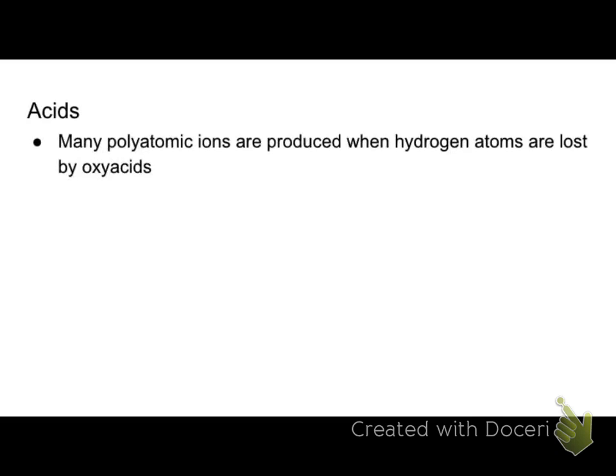Many polyatomic ions are produced when hydrogen atoms are lost by oxyacids. So when you dissolve an acid in water, it loses a hydrogen ion. And then what you're left with is a negative ion or an anion, and it's usually a polyatomic ion. So a lot of the polyatomic ions that we talked about earlier are the result of dissolving an acid in water.